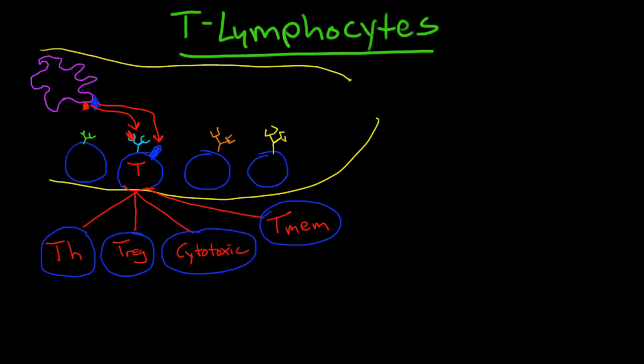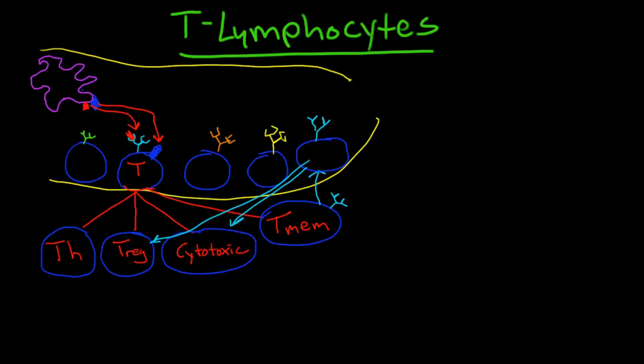So the T memory cell is the easiest to talk about, because it's very similar to the memory B cell. This is just going to increase the concentration of T cells that are hanging out in the lymph nodes, waiting for future antigen presenting cells showing them this antigen. And again, the memory T cells can then differentiate into any of these cells again, so it just speeds up the recognition process for future infections.